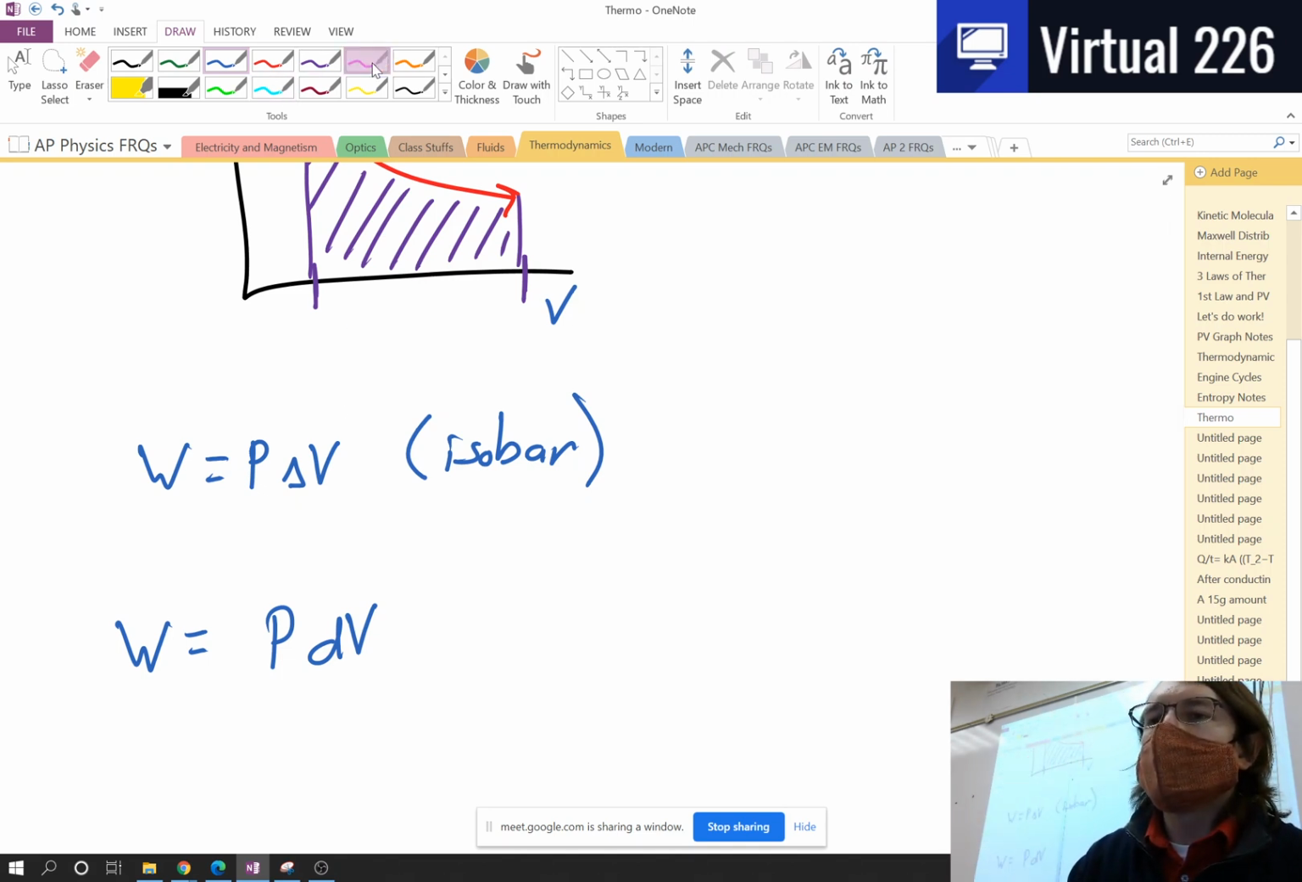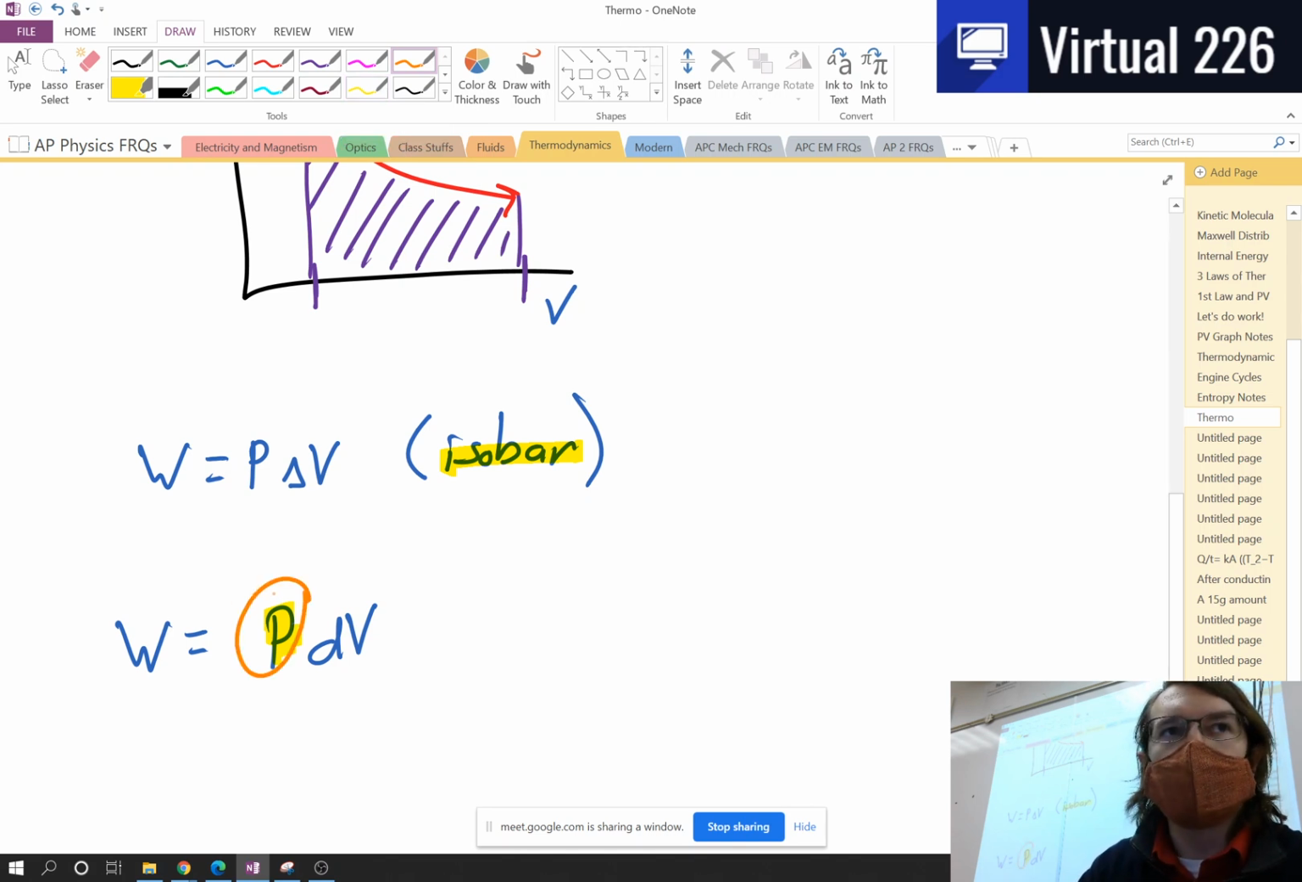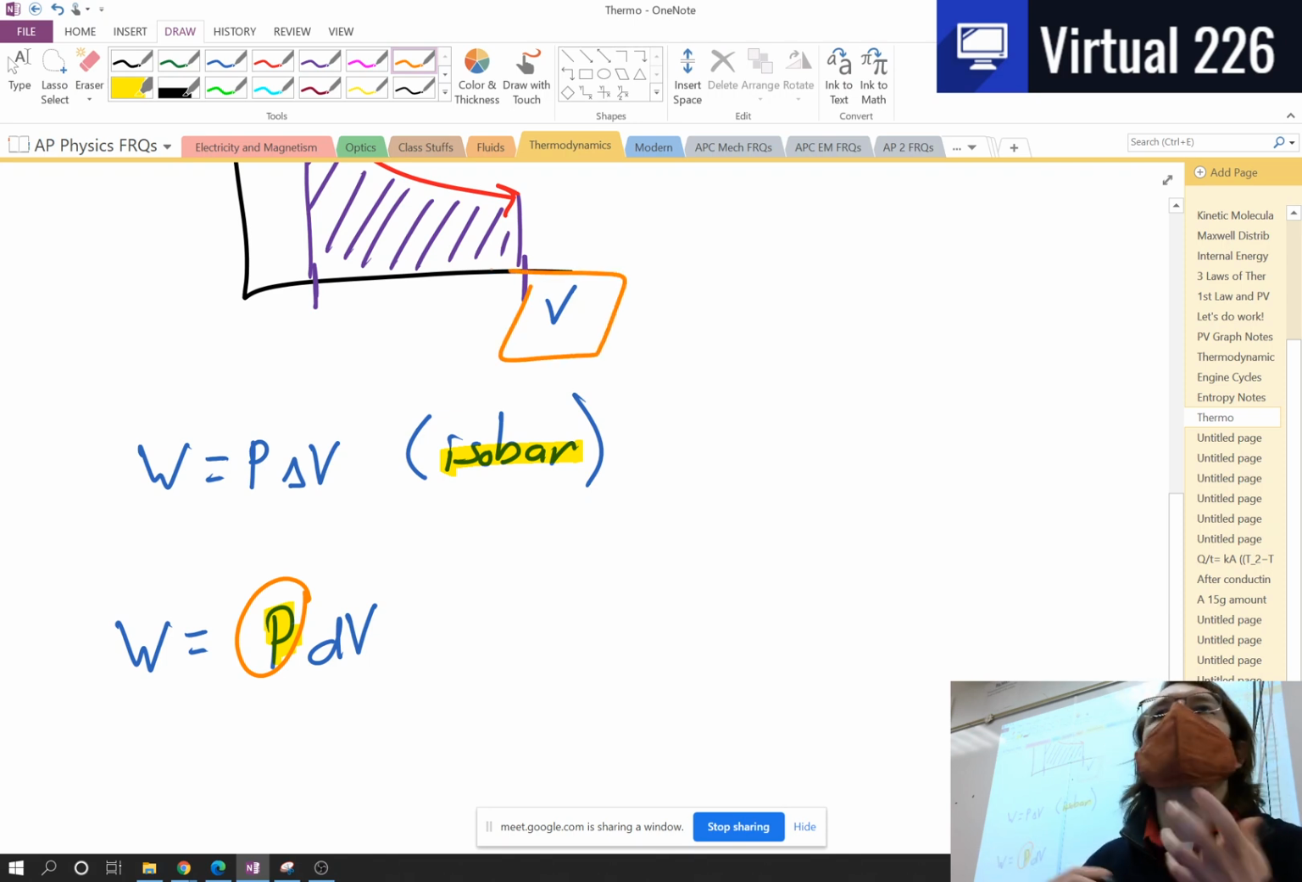Now, this pressure here, while normally it was just a value for the isobar, this pressure can be a function. That pressure could change. So what can that pressure change with? Well, it could change with either temperatures or volumes. So if we can solve an equation for pressure as a function of volume, then I could put it on this graph. And we can actually do this.